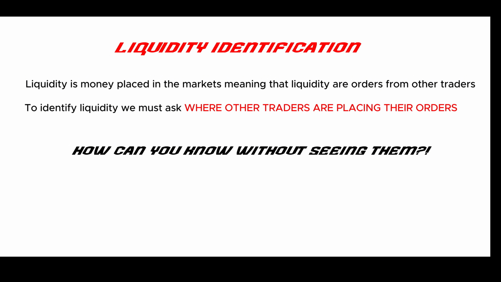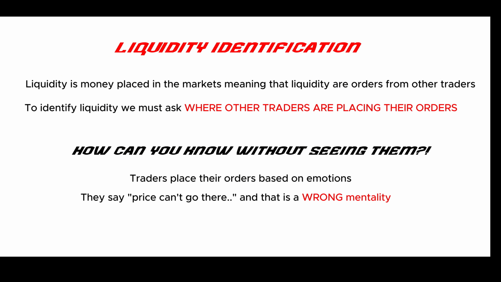Well, again, it's simple since we are humans. We are highly impacted by emotions. You probably know how important psychology is in trading, and traders place their orders mostly based on emotions. They say things like, the price can't go there, so it's a good placement for the stop loss. But that's not how markets work. The markets don't care about your emotions. The market simply moves towards levels where most money is placed. And these levels are not hard to identify using strategies like smart money concepts.